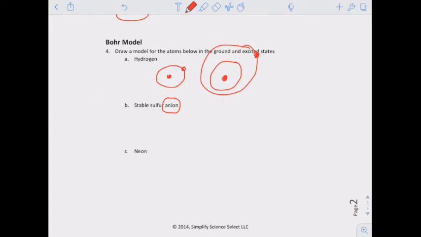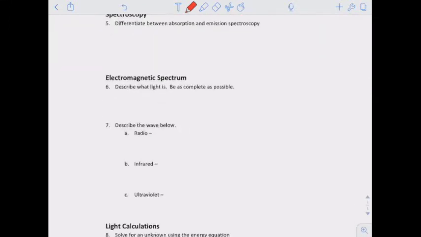And then lastly, with neon, what we should see is our energy levels, and then we should see our 2 here, and then 8 around it, because neon is stable. Make sure we pay attention and try B on our own.